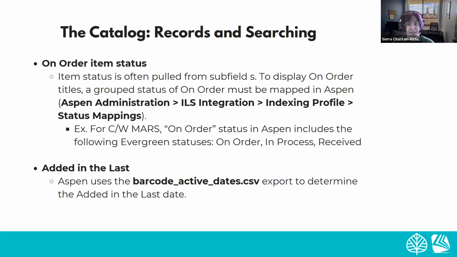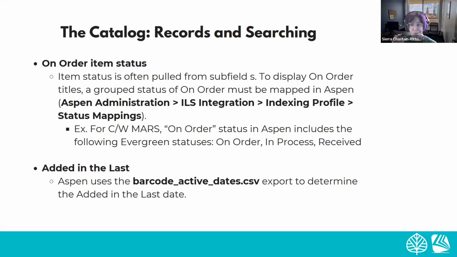Not all of our libraries use acquisitions. Some of our libraries just add items to records that are already there. They don't do anything else with that. Because of that, and on order being limited to just acquisitions libraries in Evergreen, we have had a number of our libraries be confused when they see on order titles in Aspen. We did set up, because Aspen is for the patrons, in the status mapping within your indexing profile that all on order titles in Aspen are actually the following Evergreen statuses.